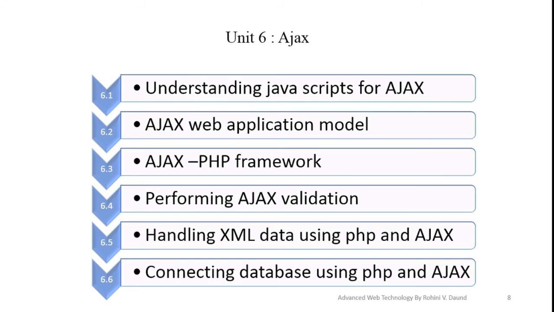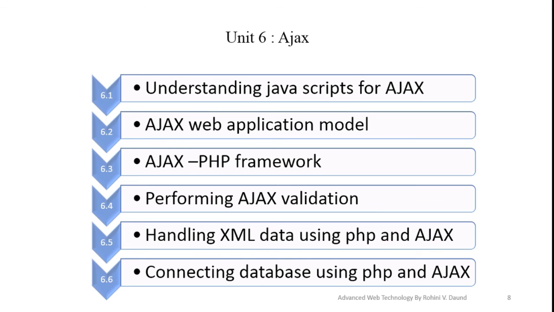Unit 6 AJAX. AJAX stands for Asynchronous JavaScript and XML, which relies on JavaScript in browser. It is used for creating fast and dynamic web page. First topic is understanding JavaScript for AJAX. In AJAX include JavaScript, so it only covers what you need to know about JavaScript before you turn to AJAX programming.